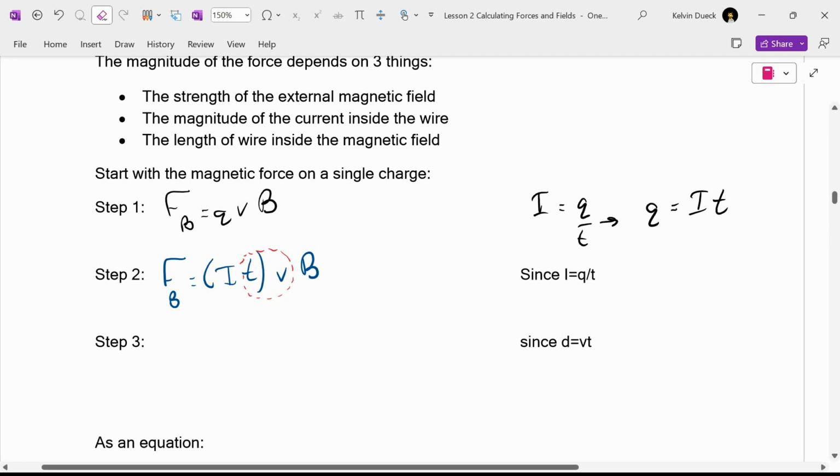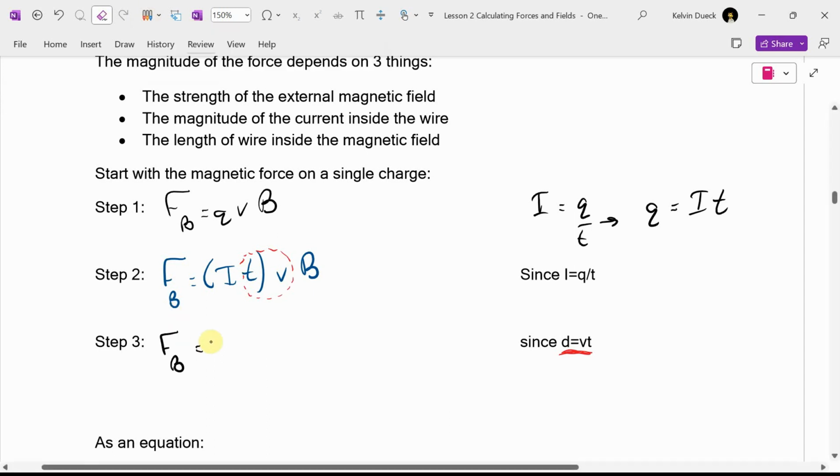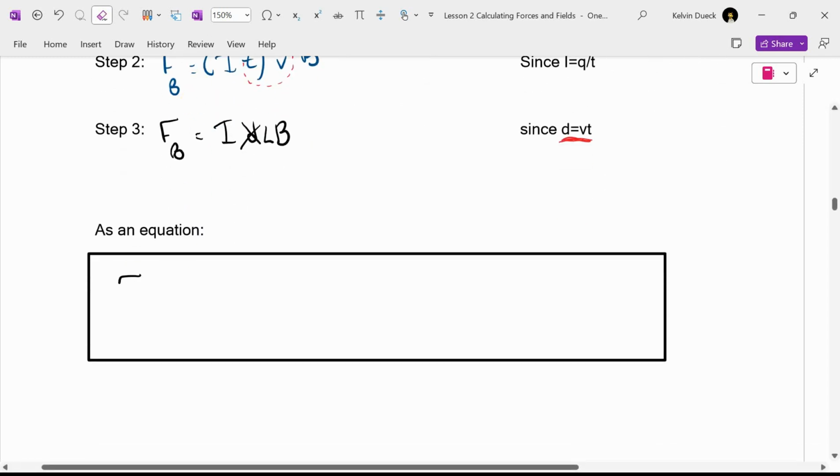That's time times speed, or Brendan, speed times time. Brendan, do you know what speed times time can be replaced with? Distance. I can write this as current times distance times B. But by the distance, what we really mean is the length of the wire. So I'm going to cross out the letter d, and I'm going to replace it with L for length. That's the force on a wire. It's ILB. Although, to make it easier to remember, we usually write it as the force on a wire is BIL.